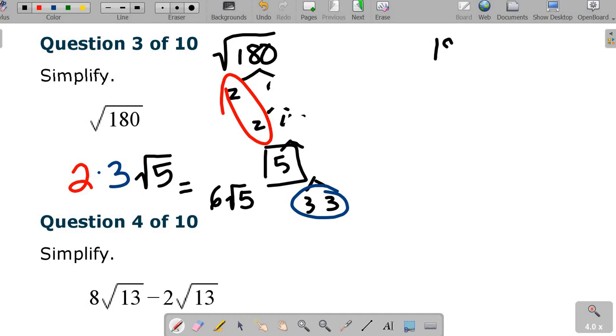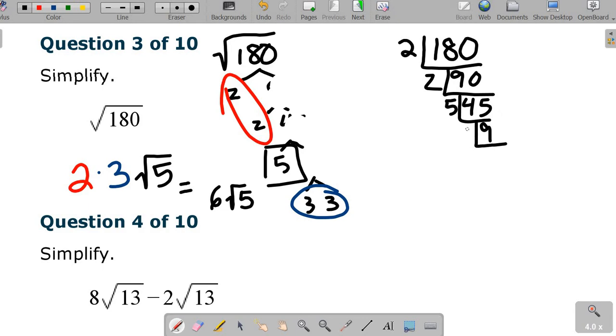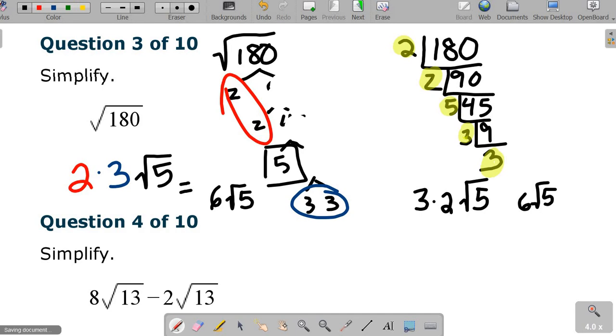Another way you can do this is called backwards division or upside down division. It looks like this. 2 goes in there 90 times, 2 goes in there 45, 5 goes in there 9 times, 3 and 3. You only work with the things on the outside of the backwards division, which will be your prime numbers. And again, a pair of 3's, a pair of 2's, single 5, 6 root 5 is your answer.